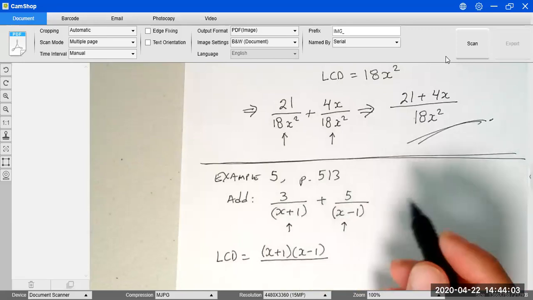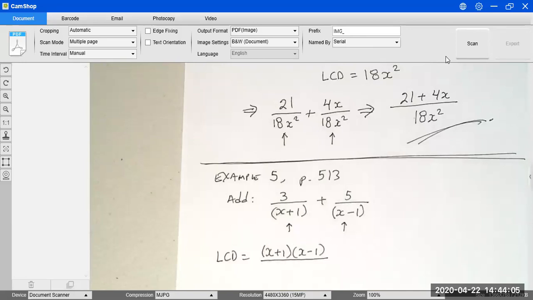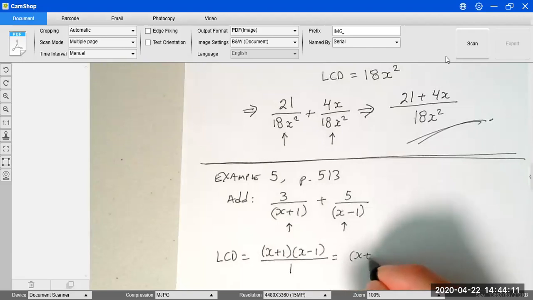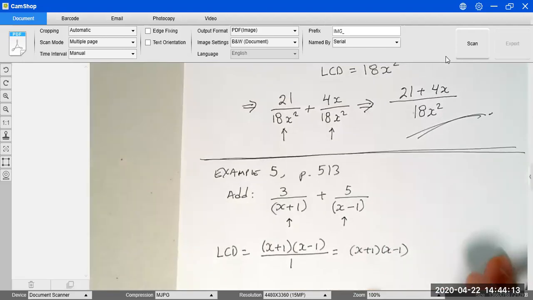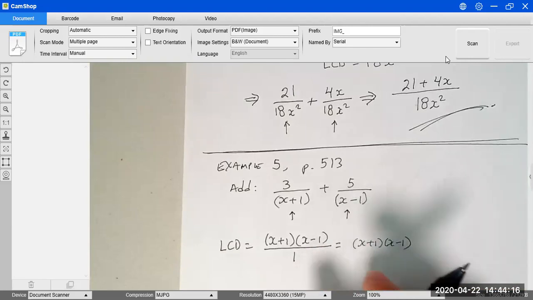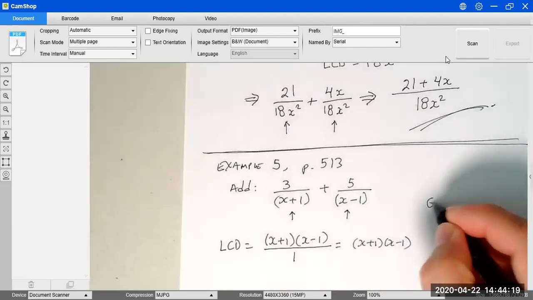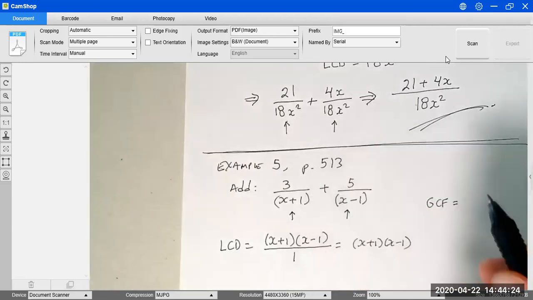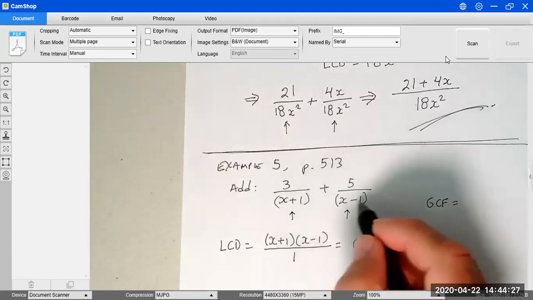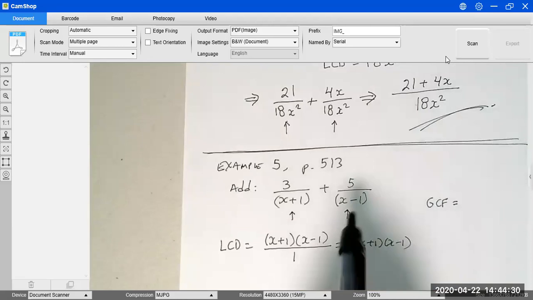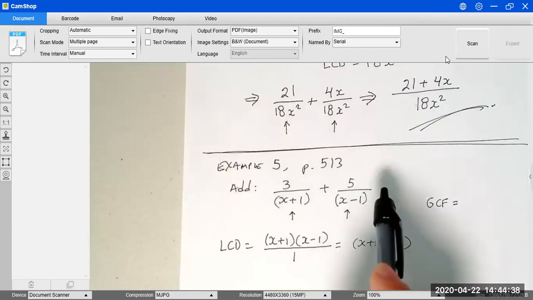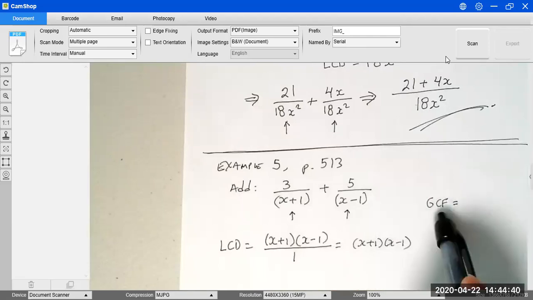So the greatest common factor in this case, because they are different, is just 1. So my least common denominator is just x plus 1 times x minus 1. In this case, the formula can be a little bit confusing, because finding the greatest common factor of these two quantities, you need to see these two parentheses as two different variables, because their contents are different. So this is like having a W, and this is like having a Y. So they are different. What is the greatest common factor in those cases?